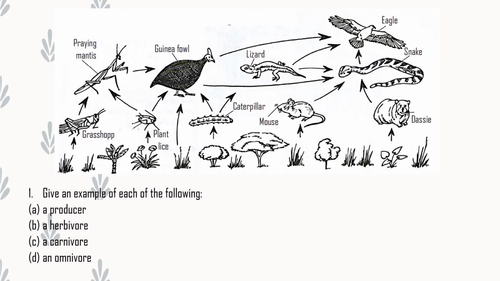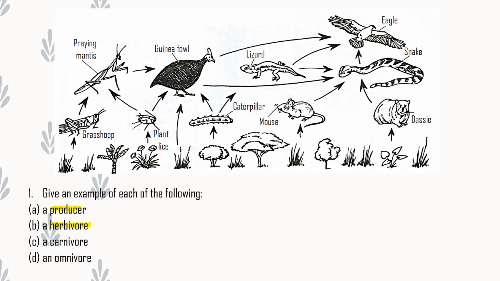Right, so girls, here we have a little exercise and I would really like you to pause the PowerPoint or pause the YouTube video, answer the questions in your workbook and then continue with the video and mark your own scripts. So they're asking you to give an example of each of the following. So a producer. For the producer, you can give any of these plants at the bottom. Plant, tree, grass. Next, we have a herbivore.